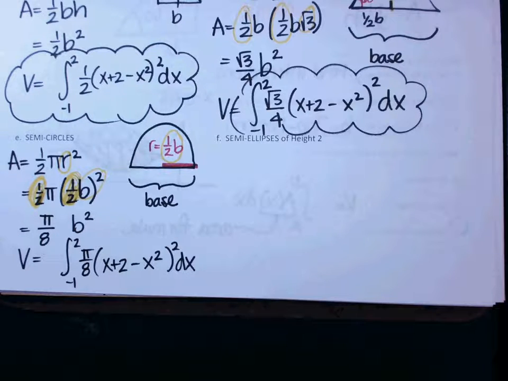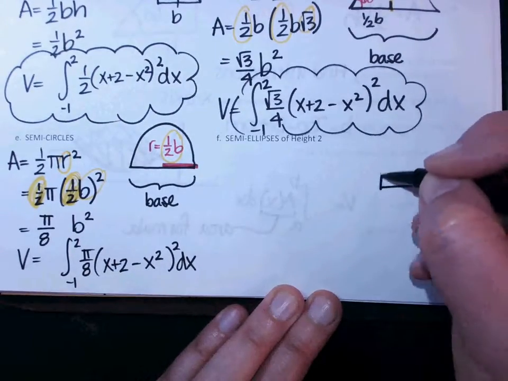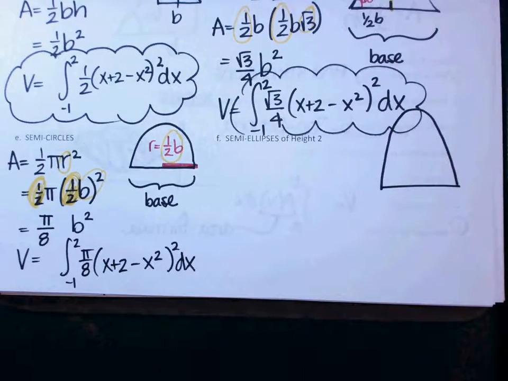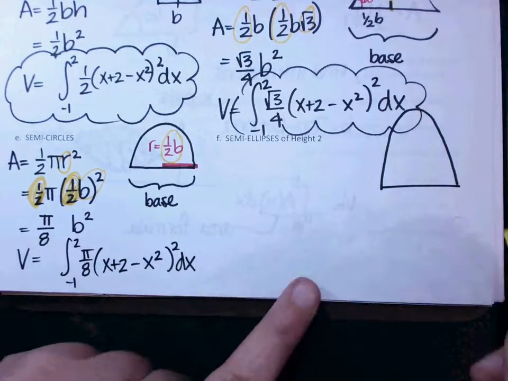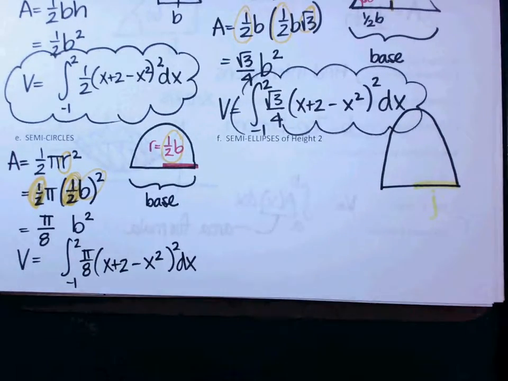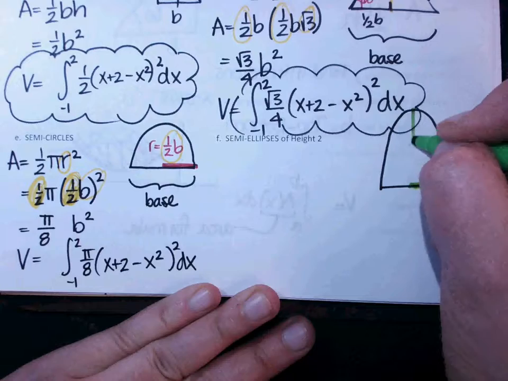Okay, the last shape, and then the next example is going to be way easier because you'll have already seen all of them. Let's go to letter F. So we want semi-ellipses of a height of 2. So draw an ellipse. How many radius measurements does an ellipse have? 2. You have one here, that's my J. And then you're going to have one here, that's your K.